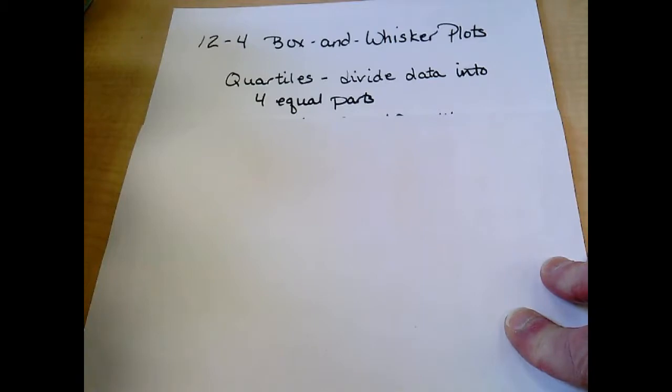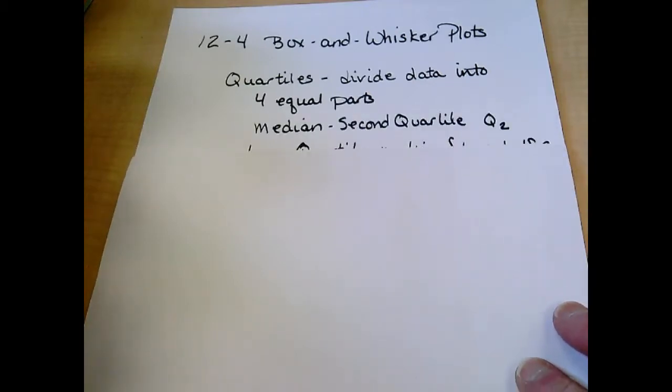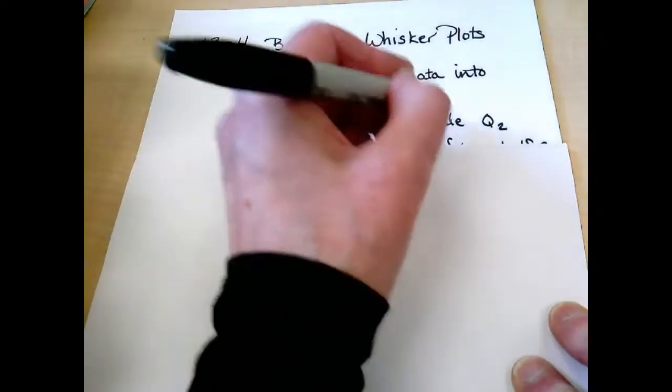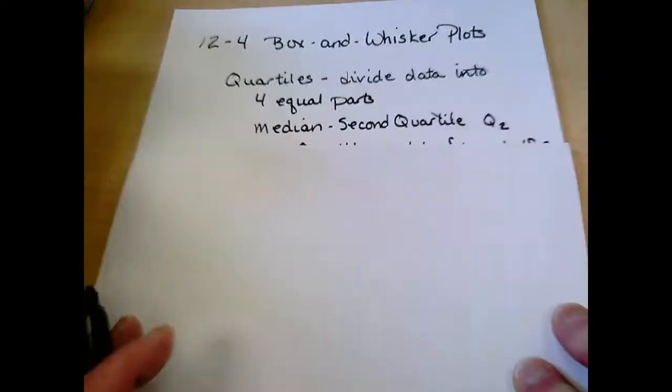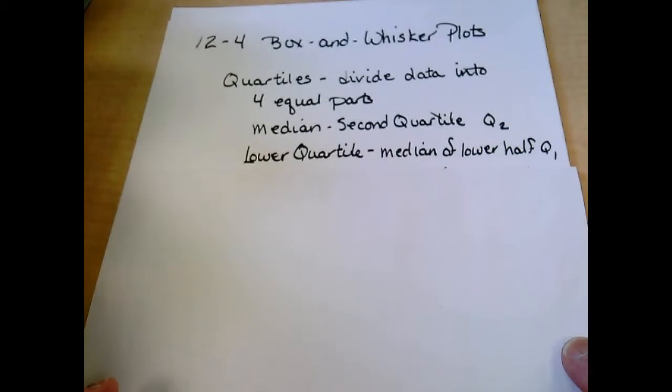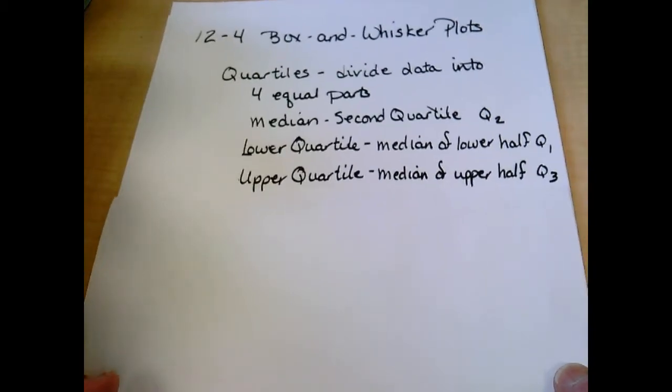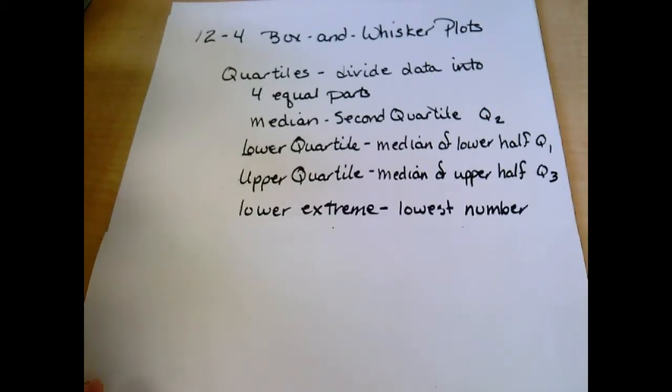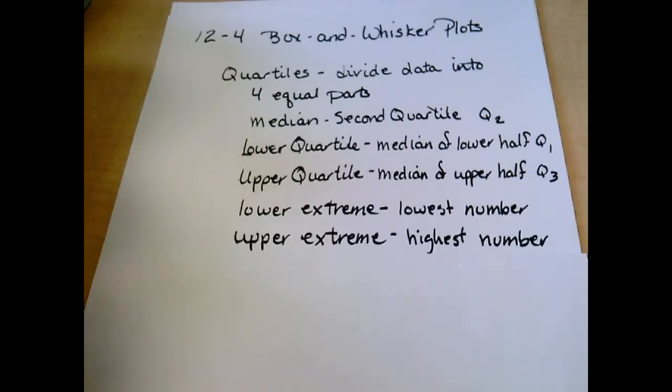So we deal with quartiles with box and whisker plots. We divide the data into 4 equal parts, where the median is our second quartile, and we represent it with a Q2. My lower quartile is the median of the lower half, Q1. The upper quartile is the median of the upper half, Q3. And then we have the lower extreme, our smallest or lowest number, and the upper extreme, our highest number.